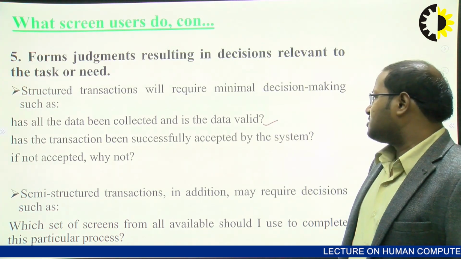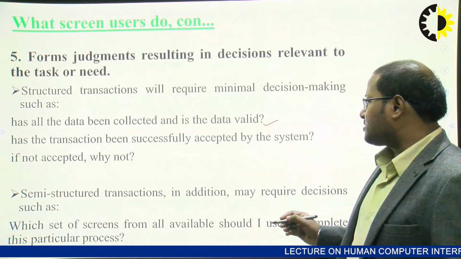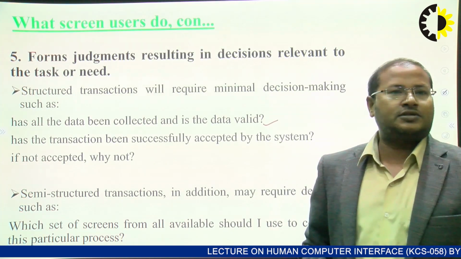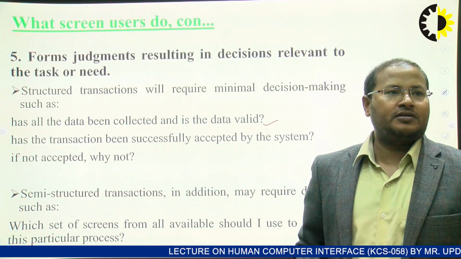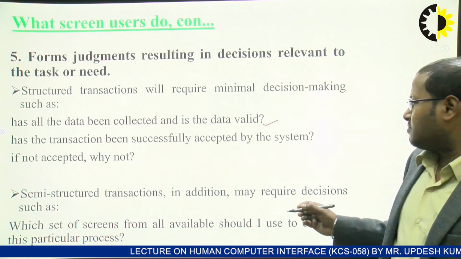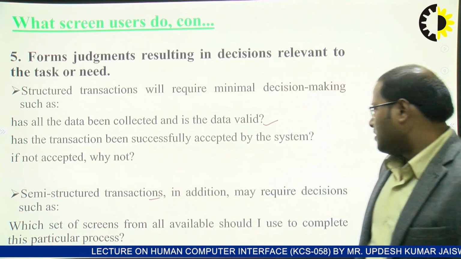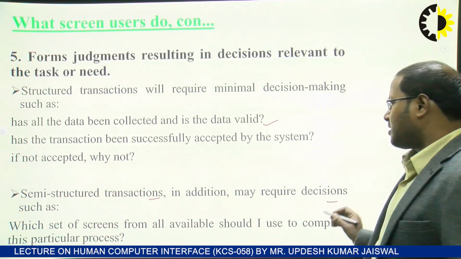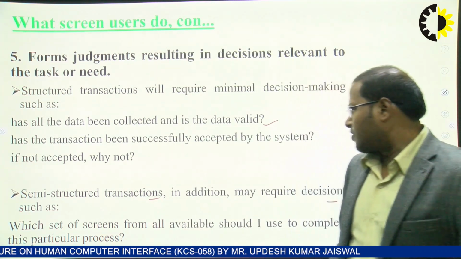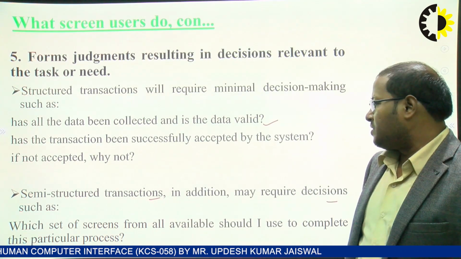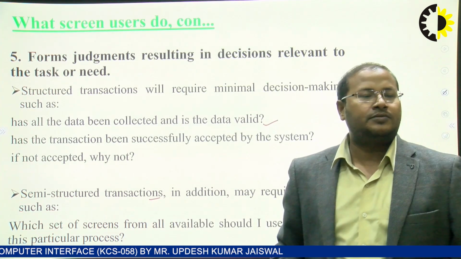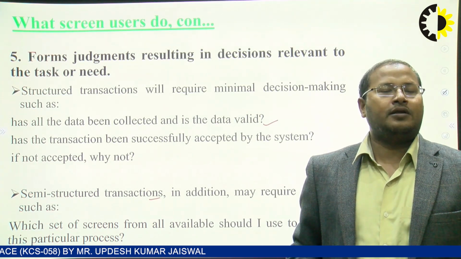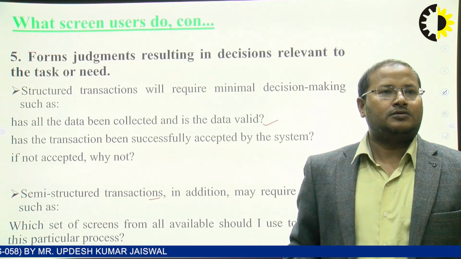Has the transaction been successfully accepted by the system? If not accepted, why not? These are the different relevant questions used for decision making. In case of a semi-structured transaction, in addition to the above questions, some other decision questions are also added, like which set of screens from all available should I use to complete this particular process. So it is all about the screen the user sees when he is interacting with the screen of a computer.